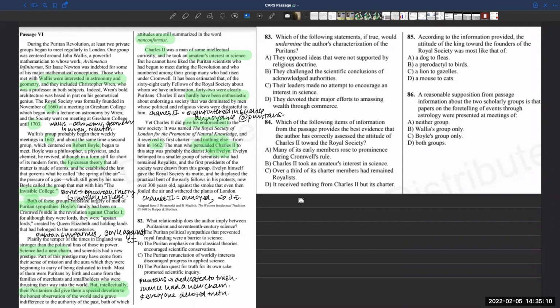Puritans are the nonconformists, yeah, because they're dedicated to the truth. That's what it means to be a nonconformist. It means you don't really go with the grain.